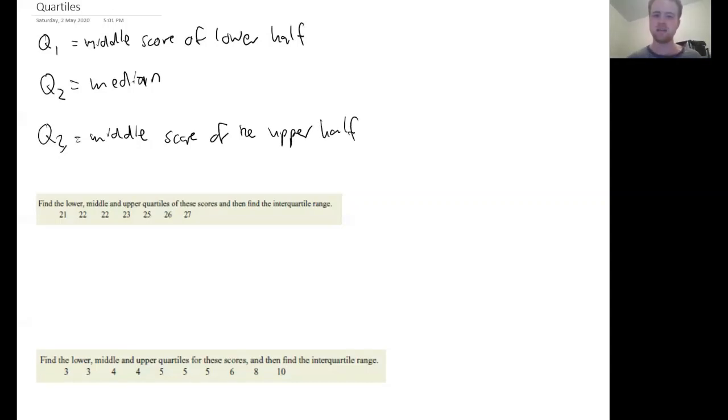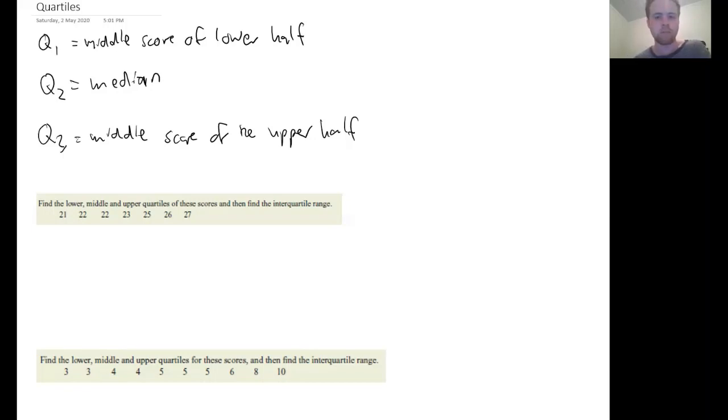So the median splits it into the lower half and the upper half. Q1, or the first quartile, splits the lower half into 2 again, so it's the middle score of that lower half. And then Q3, or the third quartile, is going to split the upper half into 2, so it's the middle score of that upper half. So you've got 3 values here that are going to split our data into 4 parts, and they're called our quartiles.